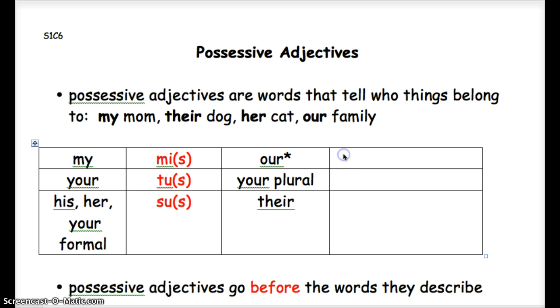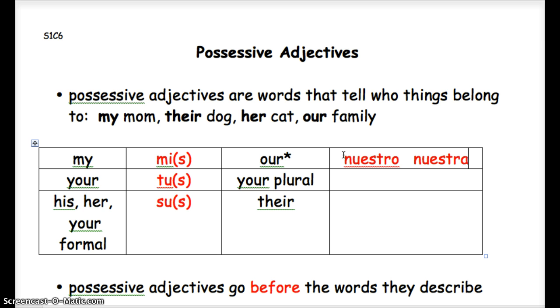So the new ones for you today are our, your, plural when you're speaking to a group of people, and their. Nuestro is how you will say our if you're talking about one thing and it's masculine. So our dad, nuestro papá. Our dog, nuestro perro. But if you're talking about one thing and it's a feminine word, you want to use nuestra. Notice that both of these sound quite a bit like nosotros, we. So nuestra mamá, our mom.